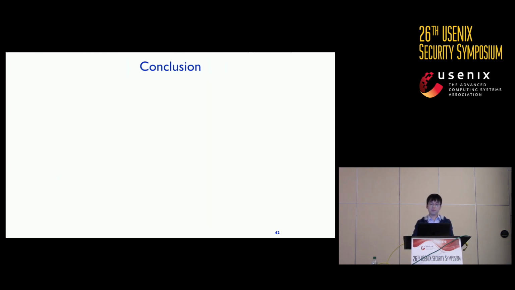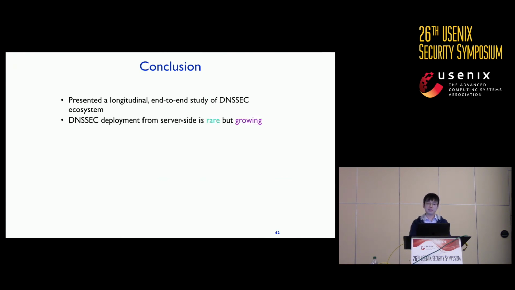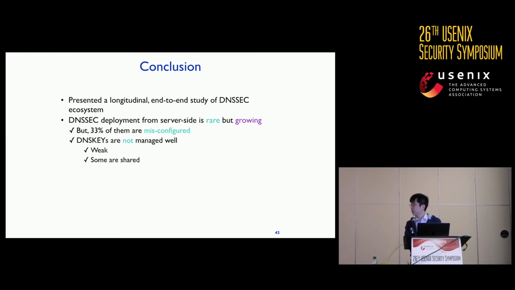So here is the conclusion. We presented a longitudinal end-to-end study of the DNS ecosystem. We found that deployment from the server side is rare, but growing. But still, 33% of them are misconfigured, and also DNS keys are not managed very well. We found that most of them are weak, and some are shared extensively, and they are also rarely updated.